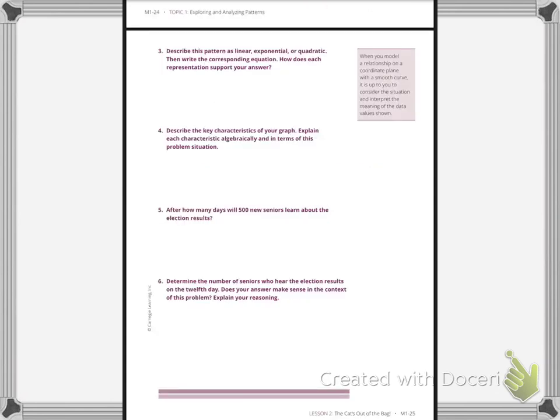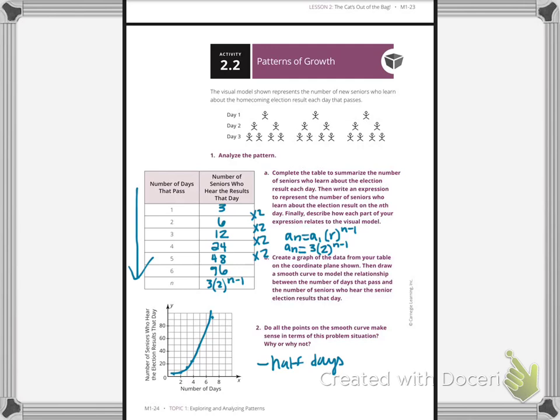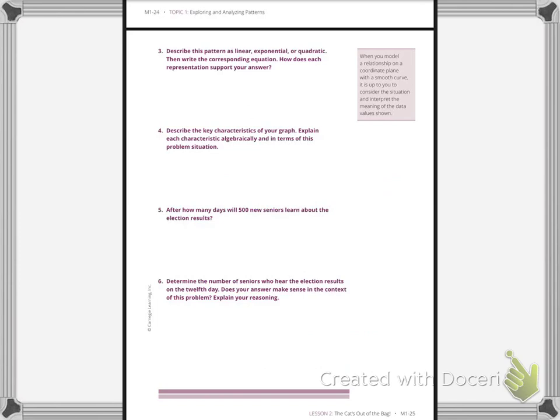All right. Describe this pattern as linear, exponential, or quadratic. Well, if you look at it, it has the variable in the exponent, so it's going to be an exponential. Variable in exponent, and it's got the same increasing base each time.